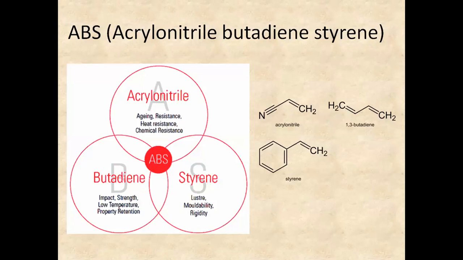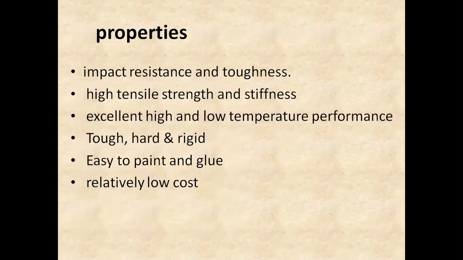A simple example for addition polymerization is ABS, acrylonitrile butadiene styrene. These three units: acrylonitrile CH2CH CN, butadiene CH2CH2, and styrene CH2CH benzene ring. Of these three monomeric units, acrylonitrile provides aging resistant, heat resistant, and chemical resistant properties. Butadiene provides high impact strength and low temperature performance, and styrene provides mobility and rigidity. If you mix these three materials together, we get a resulting polymer with improved properties. That is the advantage of the addition polymerization reaction.